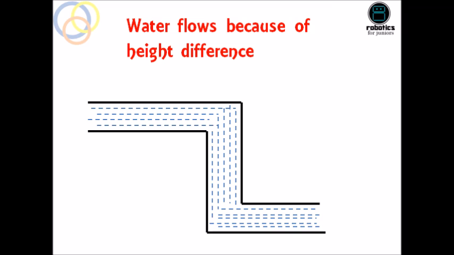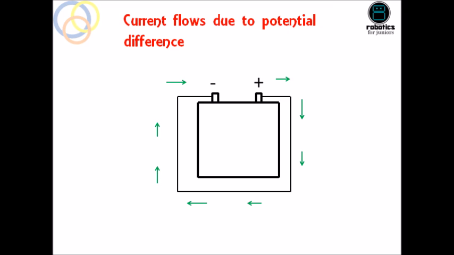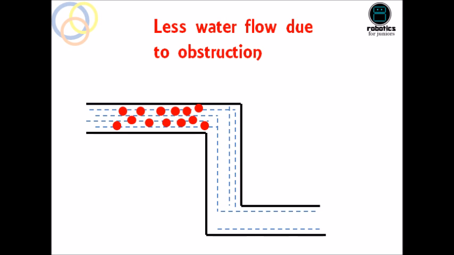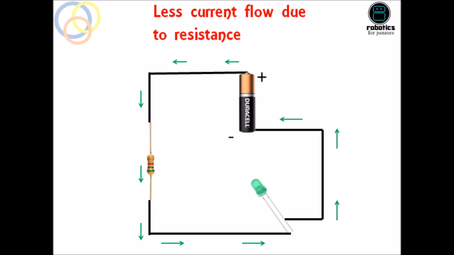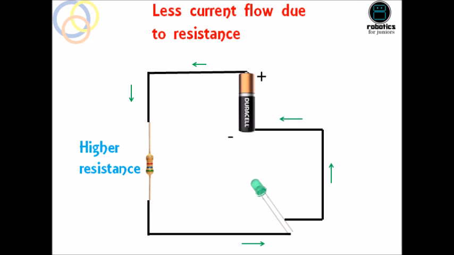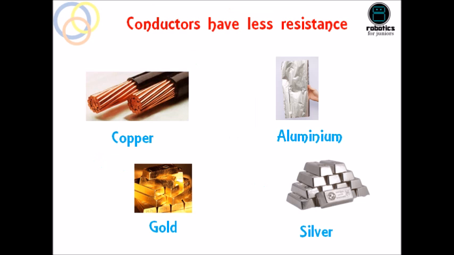This difference in height is the same as the potential difference. The flow of water is the same as the current flow. Now, if we put some beads in the pipe, then these beads will obstruct the flow of water. So, if resistance of the material is there, then it will oppose the flow of current. If we put more beads, this will lessen the flow of water even more. So, if more resistance is there in a material, then less current will flow through it.